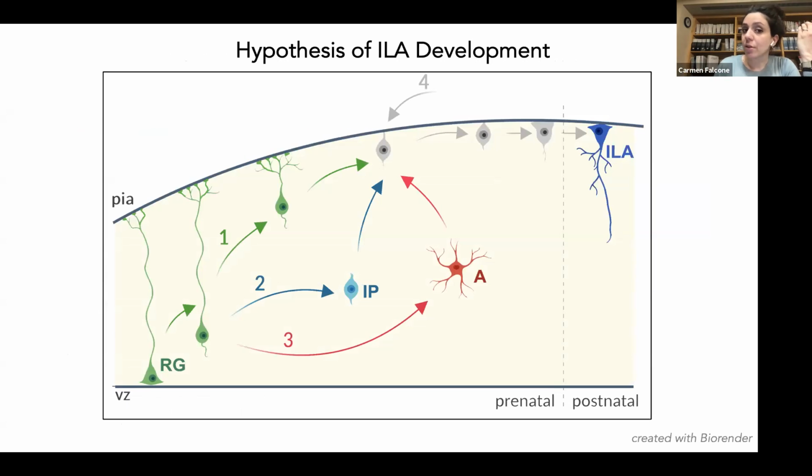So this is our model of interlaminar astrocytes development. They most likely derive from the typical radial glia cells, which are the stem cells close to the ventricle. We don't know yet if they derive directly from radial glia cells, as they do express very similar markers to radial glia cells, or if they have some migrating intermediate astrocyte precursors that migrate up.